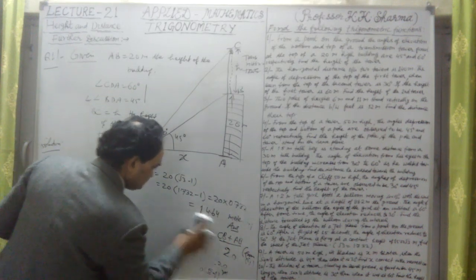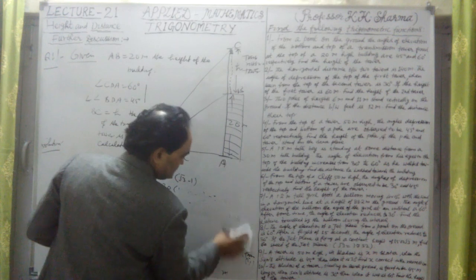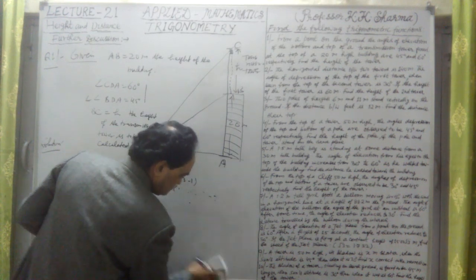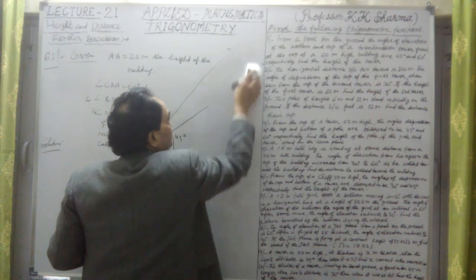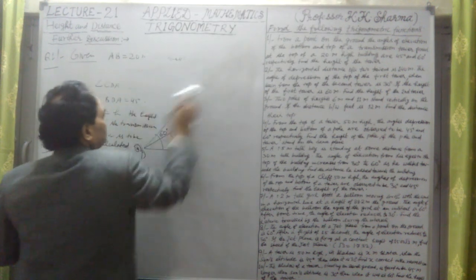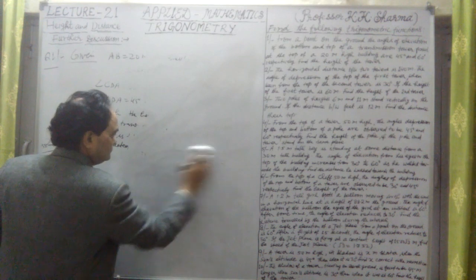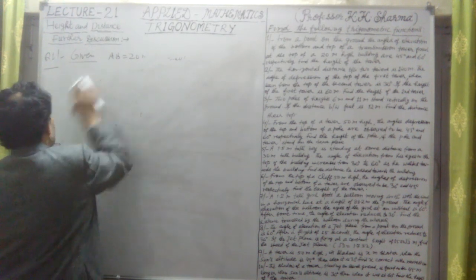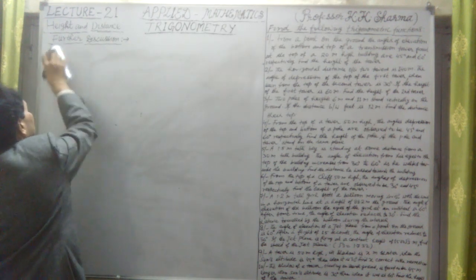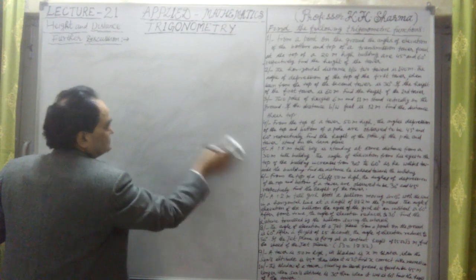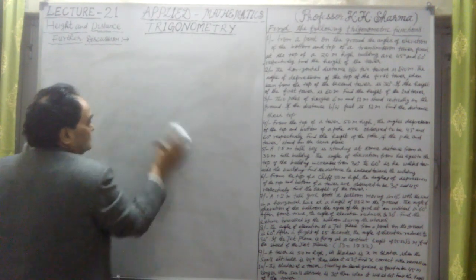This is the question number one, which we have seen. Now let me take the second question. What does question number 2 say? Let me check that. So the height of the transmission tower we have calculated. This is further discussion on questions of height and distance. Now let us take question number 2.